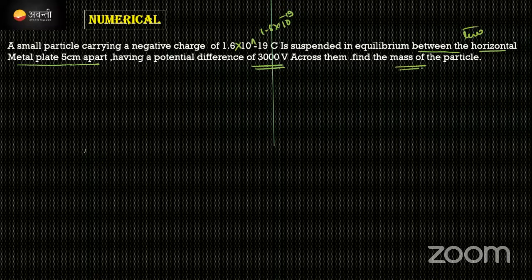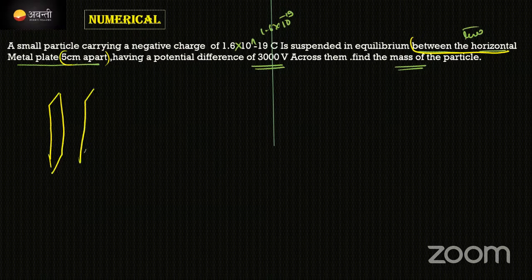Arey yaar, what is this? Okay, we'll solve this one. देखो इधर two metal plates है ना, they are separated by 5 centimeter apart. We'll draw this one first. देखो इधर, this is the first metal plate, and this is the second metal plate. Drawing थोड़ा अच्छा नहीं है, adjust कर लो.